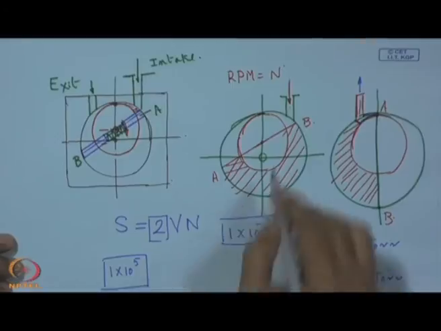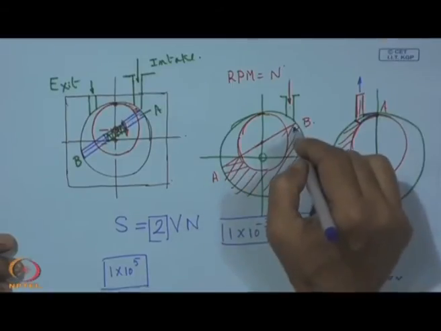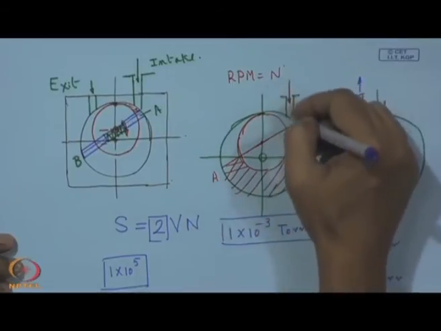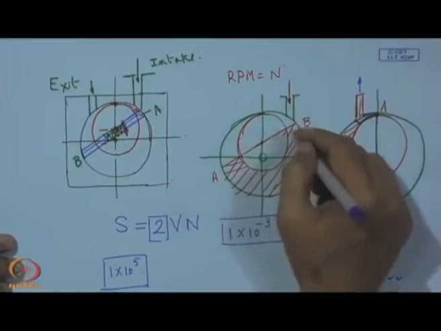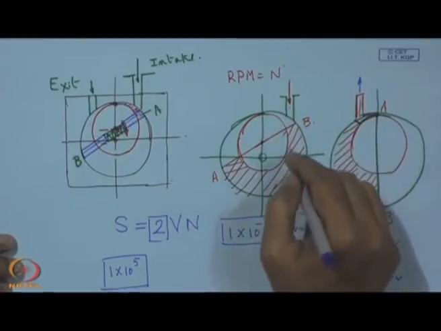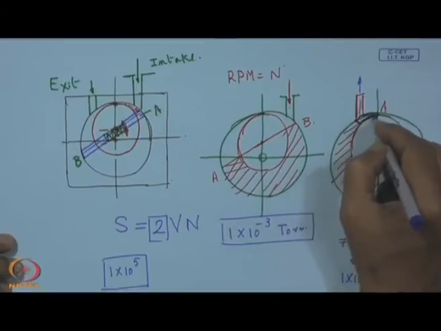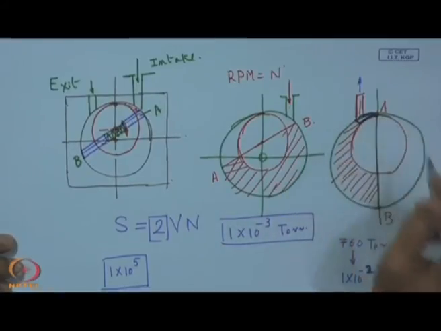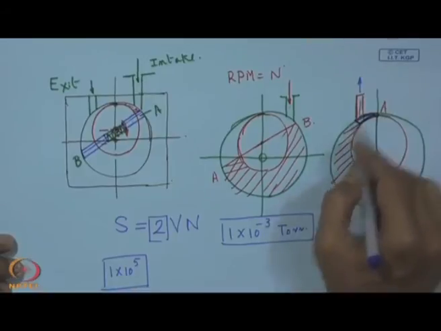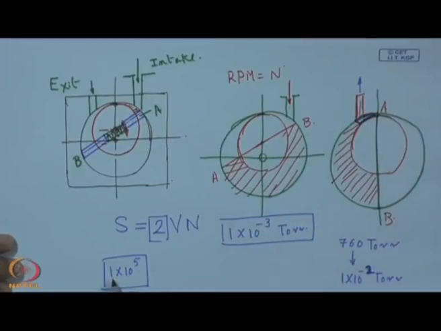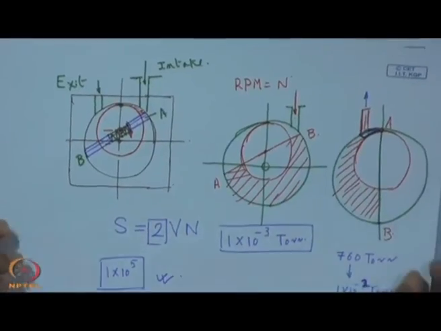That means, this volume which is available for inducting the gas, that is the maximum volume which is available, and that is squeezed to this dead volume. So, this is actually the dead volume. So, this volume to this volume, that should be actually 1 into 10 to the power minus 5.